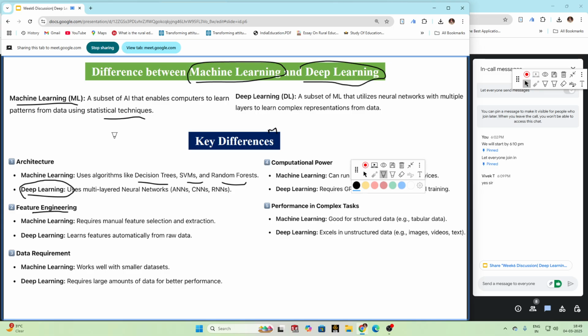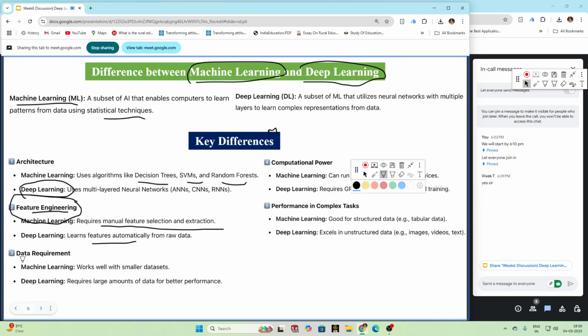So first you have to convert your image data into number data, then only can you apply a machine learning model. But as the deep learning model learns features automatically, you need not do that. This is the most important difference between machine learning and deep learning. Machine learning requires manual feature selection and extraction. In deep learning, it learns the features automatically from the raw data.